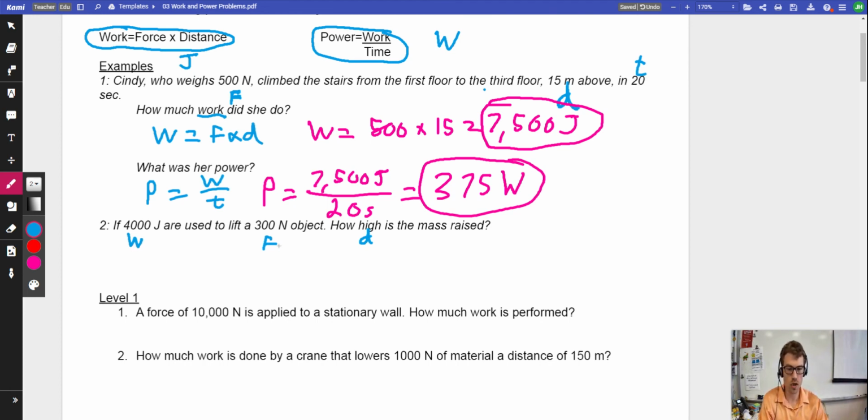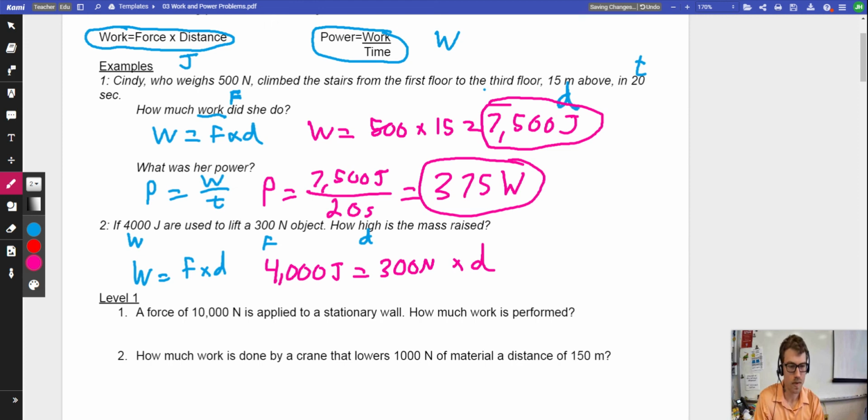So in this case, we're given work, force, and we're trying to find the distance. So we need to use the equation that has all three of those. That's our work equation. So work is equal to force times distance. So now let's go in and substitute those in. The work in this case we know it's 4,000 joules is equal to the force, which we know is 300 newtons times the distance. That's what we don't know. That's what we're trying to find.